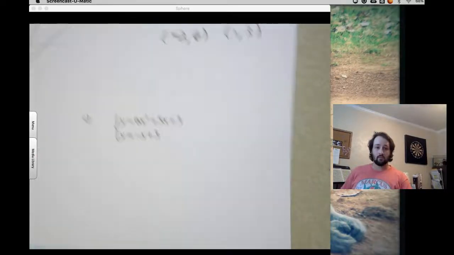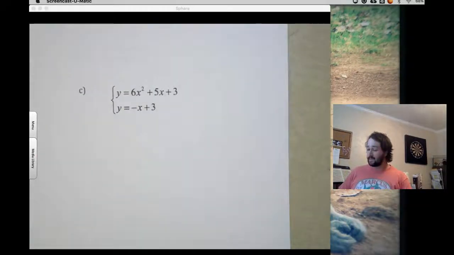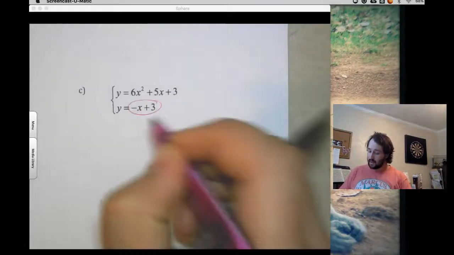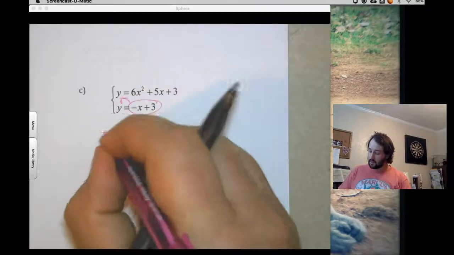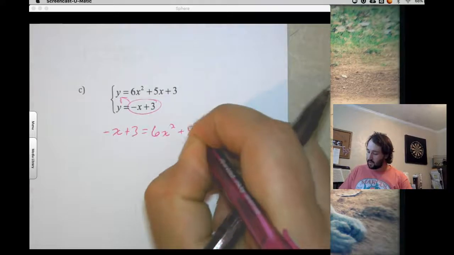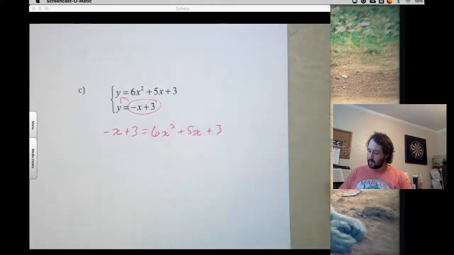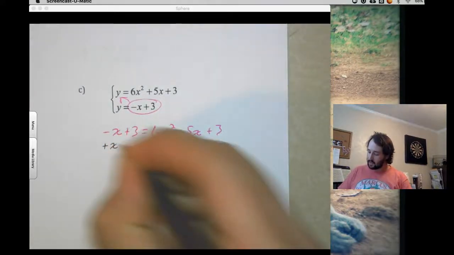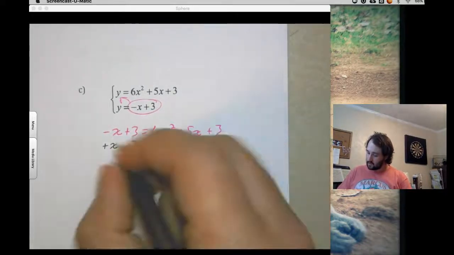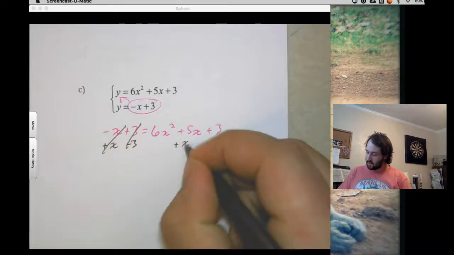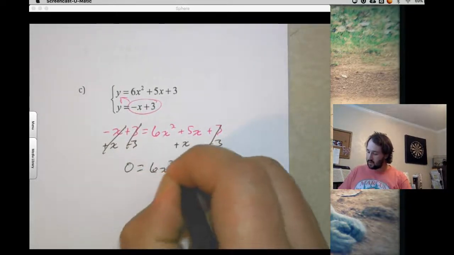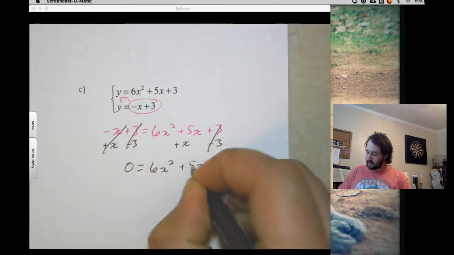All right, moving on. Same idea again. There's really nothing different. This isn't terrible stuff. So I have y equals all that, so I can put that in for y. So -x plus 3 equals 6x squared plus 5x plus 3. Now I'm going to subtract some things. So add x, minus 3, minus 3. So 0, 0. I'll be able to add those, and 3 minus 3 is 0. So this gives me 0 equals 6x squared plus 5x. 6x, I'm sorry.